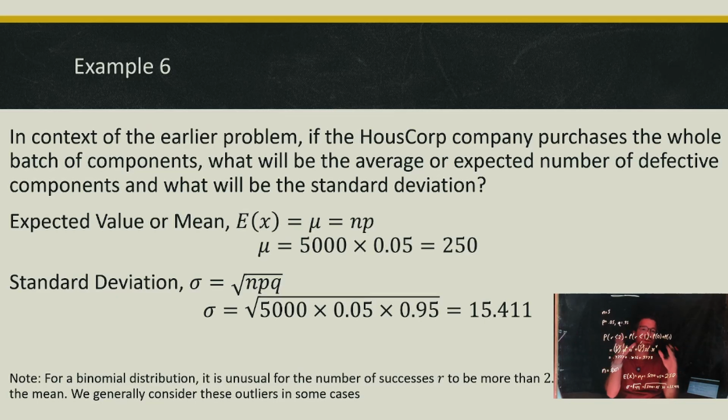The empirical rule said if we had a normal distribution, we would expect 68% of the outcomes to fall within plus or minus 1 standard deviation. We would expect 95% to fall within 2 standard deviations, and we would expect 99.7% to fall within 3 standard deviations.